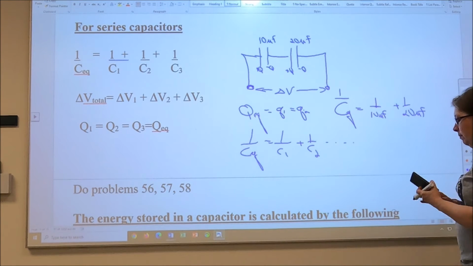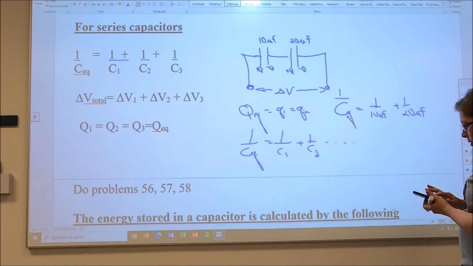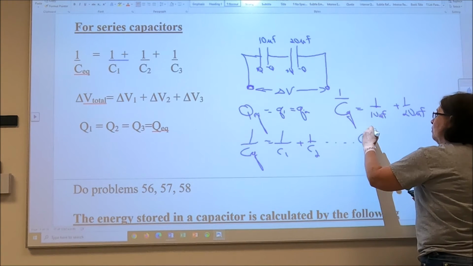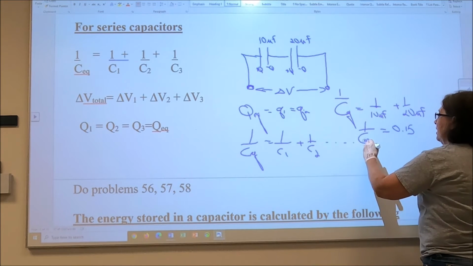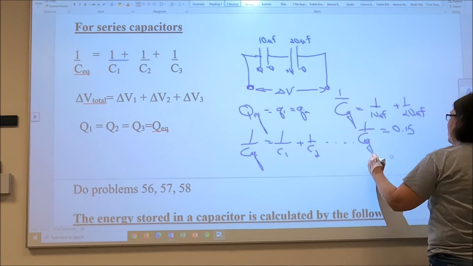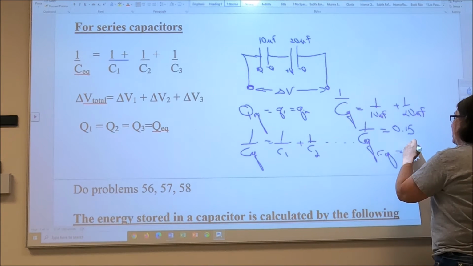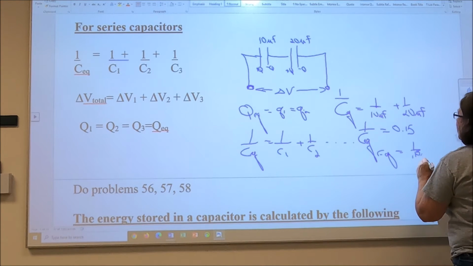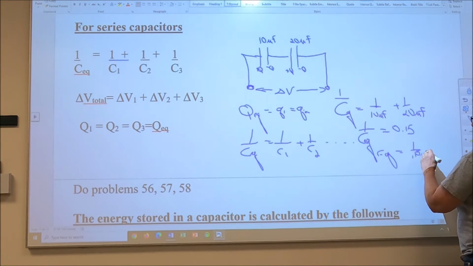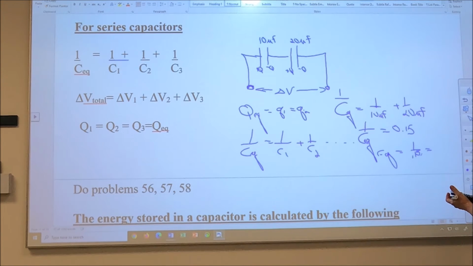So let me do that. 1 over 10 plus 1 over 20. So I get 1 over C equivalent is equal to 0.15. To get the equivalent capacitance, I'm going to say C equivalent is 1 over 0.15. And so 1 over 0.15 gives me a capacitance of 6.7 microfarads.